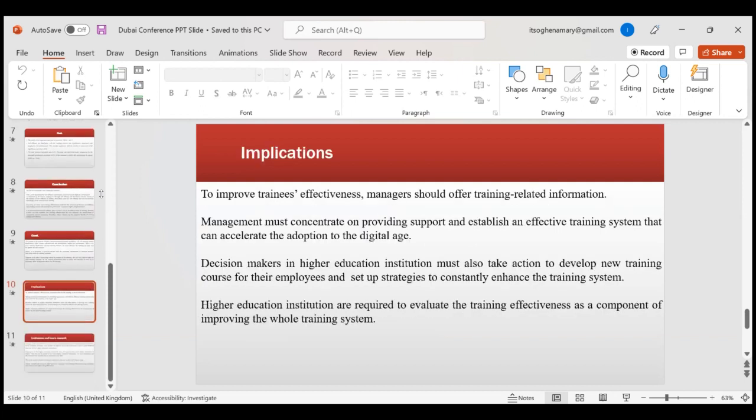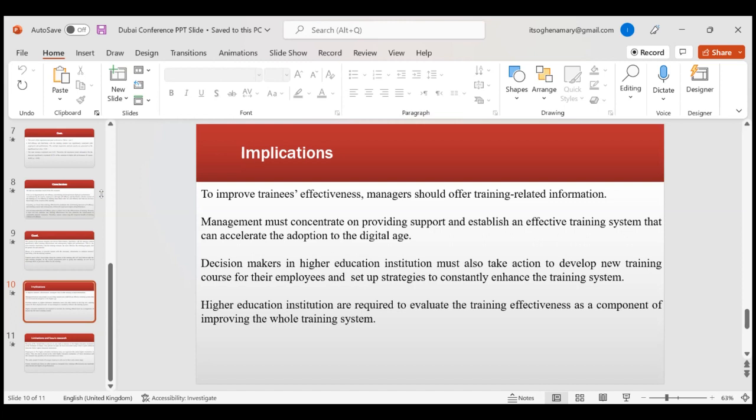This is part of our conclusion. Then the implication. From our study, we come up with some important implications, which I have summarized here. To improve training effectiveness, managers should provide important or related information prior to the training. Before the training, it is very important for supervisors and managers to provide information about the training to the trainee. This will help the training to be effective.